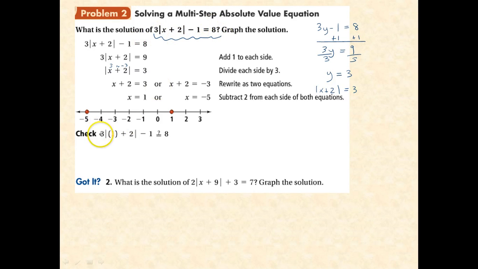Okay? 3 times the absolute value of 1 plus 2. Well, 1 plus 2 is 3. So that's going to be 3 times the absolute value of 3 is 9. 9 minus 1 is 8. So we're good with that one. Let's check the other solution. Negative 5 plus 2 is negative 3. Absolute value of negative 3 is 3. 3 times 3 is 9. 9 minus 1 is 8. So we did good.